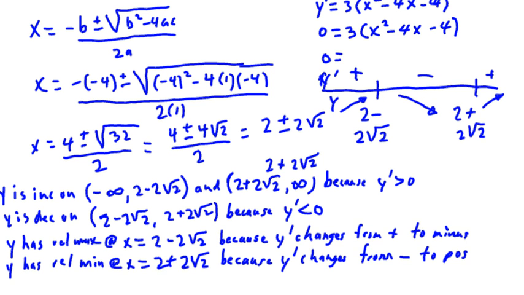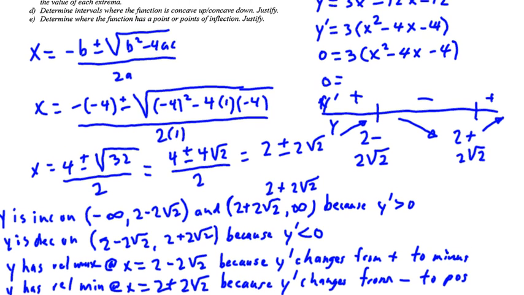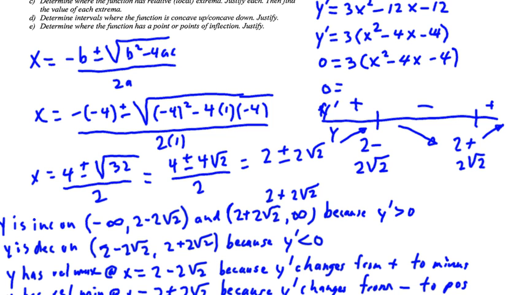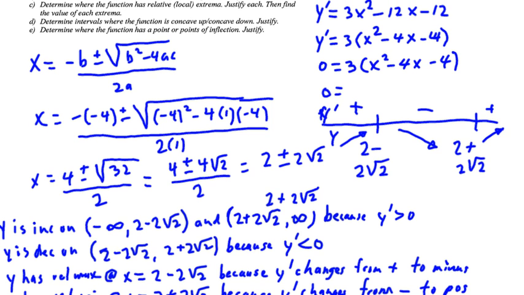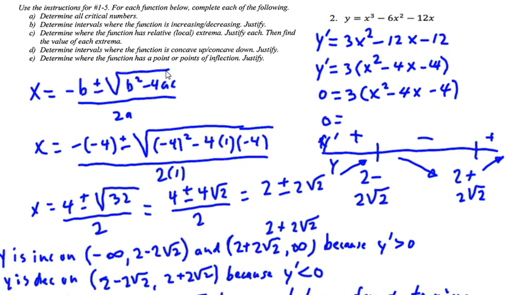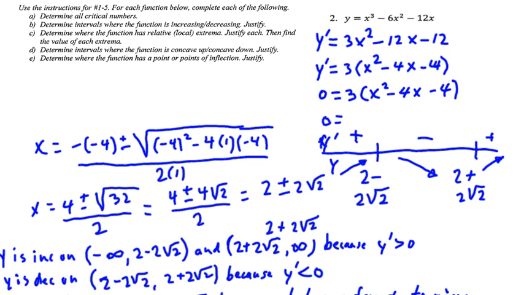Okay, other things here: determine intervals where the function is concave up or concave down, and justify. Well, for that, we're going to come to this. I'm going to leave some room by erasing our quadratic formula work here. And for that, I'm going to say y double prime is equal to 6x minus 12.